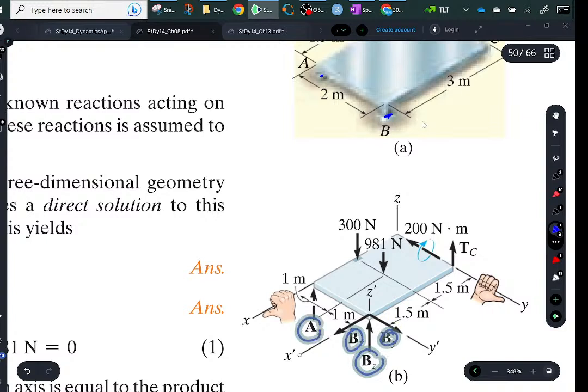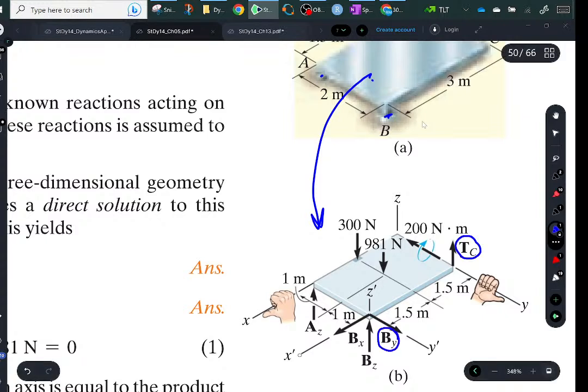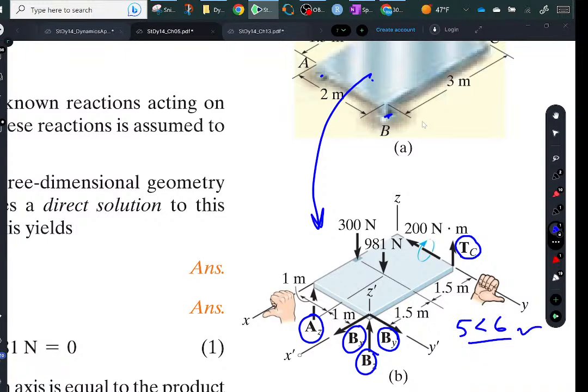So the first thing we look at is being able to take the physical into a free body diagram. Now in this section, it's probably pretty important to do that because then you can immediately identify 1, 2, 3, 4, 5. Yes, and 5 is less than 6, so I am okay. I can solve this one.